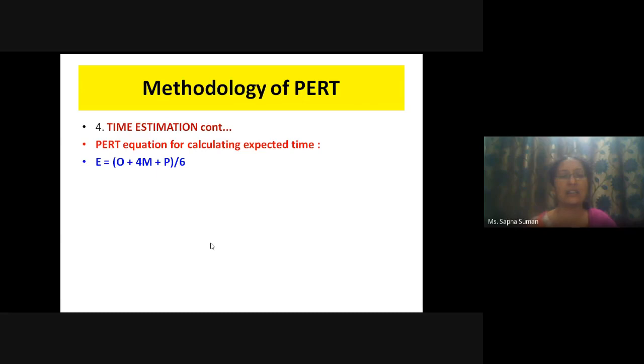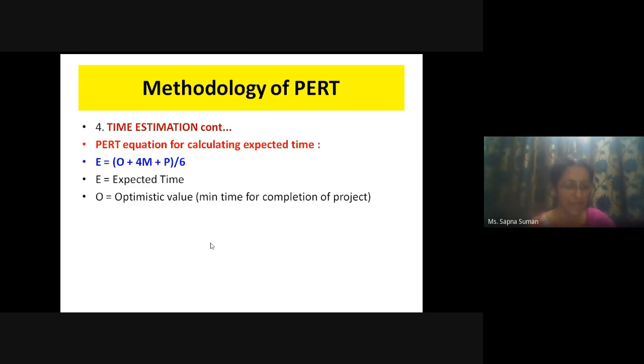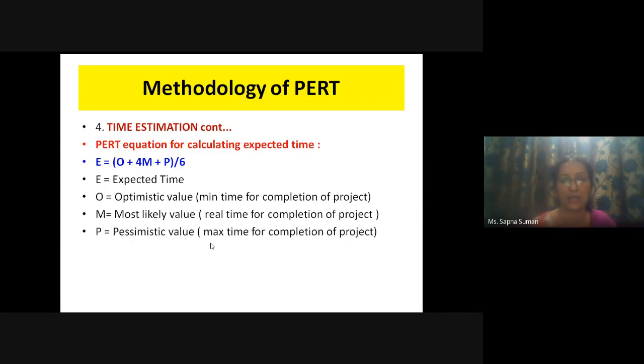E here stands for expected time. O is the optimistic time, the optimistic value, the minimum time required for completing any project. M is the most likely value, that is the normal time, the most probable time, or the real time we can call it, for completing the project. And P stands for pessimistic value, the maximum time for completion of the project. Already we have discussed these three types of times.